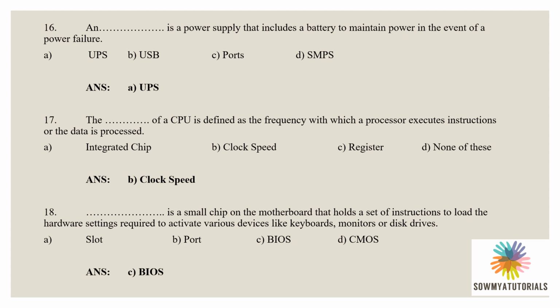Then what is the CMOS? CMOS expands to complementary metal oxide semiconductor. It is a type of memory chip. It stores the date, time, and system setup parameters. These parameters are loaded every time the computer is started. So that is called CMOS.